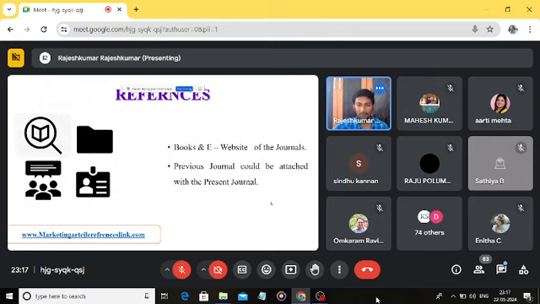This one will be a main reference link section, where we note the reference links and where we have been getting the information from: journals, websites, books, e-books, previous or present journals. How we have gathered the information for the journal can be given as references at the end of the journal.